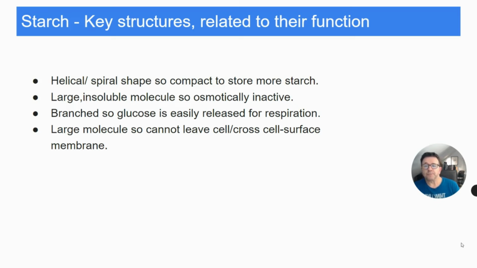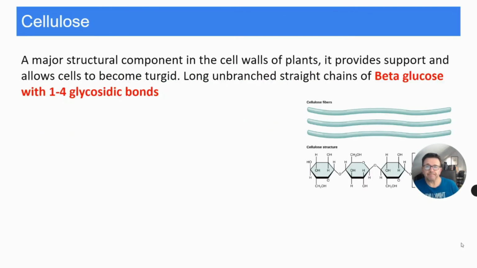So first of all, starch is a helical or spiral shape, so it's very compact to store more starch. They're large insoluble molecules, so osmotically inactive. Okay, so therefore it doesn't change the water potential. Branched, so glucose is easily released for respiration. Large molecules, so it cannot leave the cell or cross the cell surface membrane.